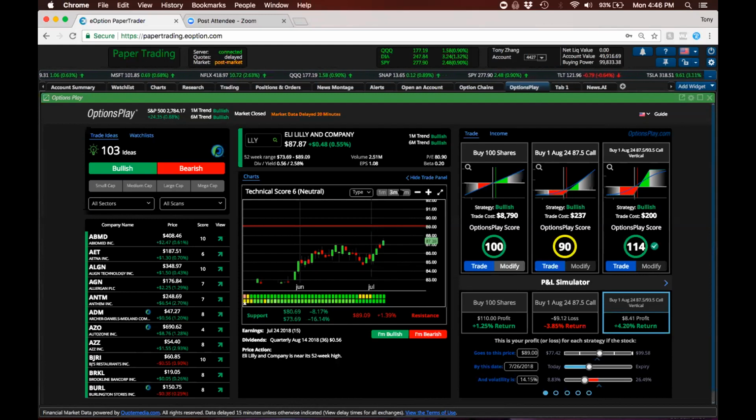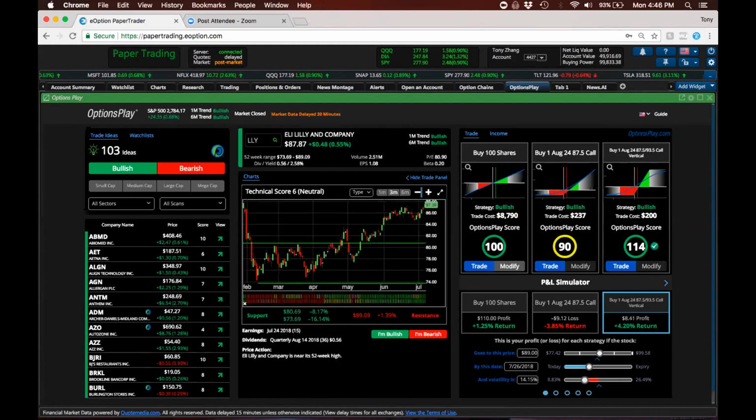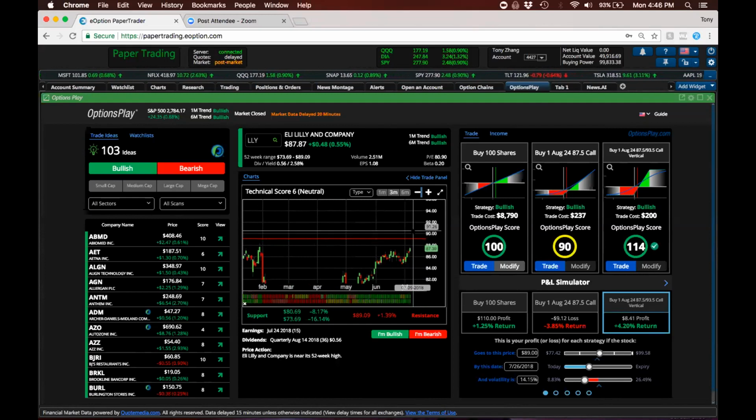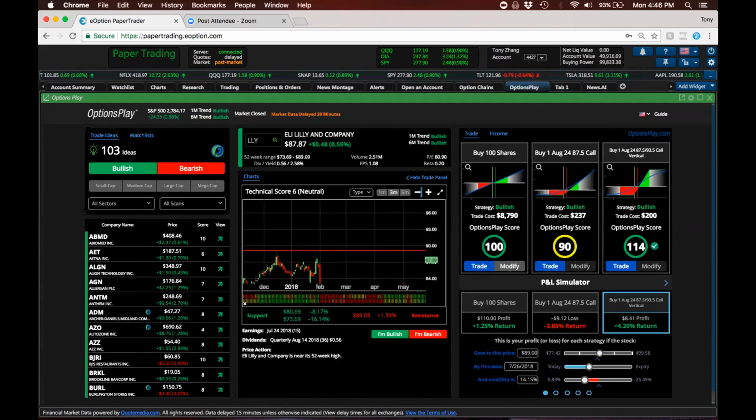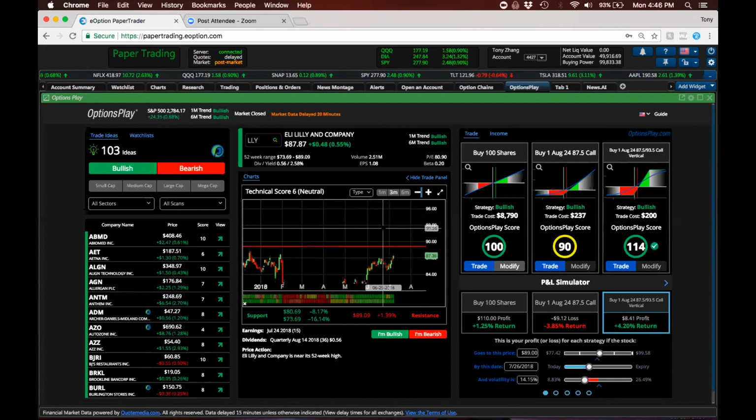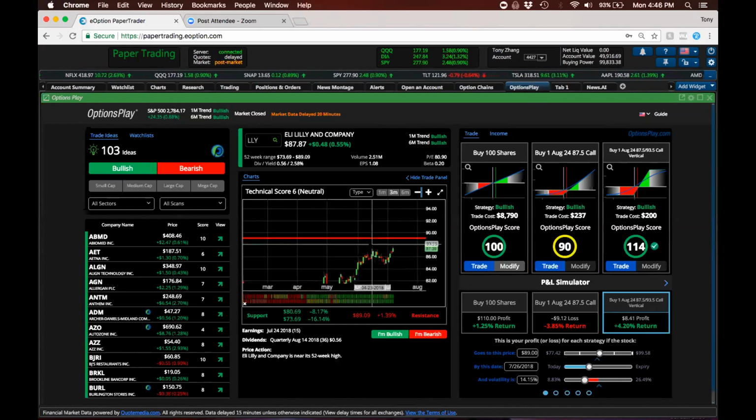However, if let's say you are a bit more bullish on Eli Lilly, maybe you think that this stock's going to head up to 91, 92, you think it's going to break above that 52-week high, which, yeah, looks like it's a 52-week high.